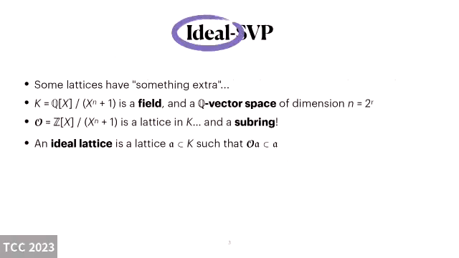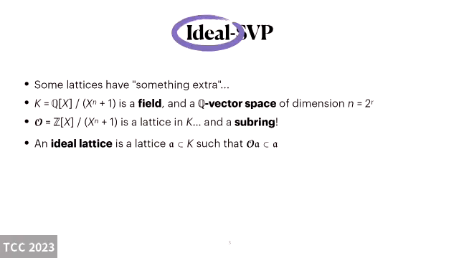Now, what's ideal about it? It's just that some lattices have some additional structure, which makes them ideals. So for example, look at polynomials with rational coefficients, Q[X]. That's a ring. And if you quotient it by the polynomial X^n + 1, when n is a power of 2, say, that is going to be a field. So it's a field, which is also a Q-vector space of dimension n.